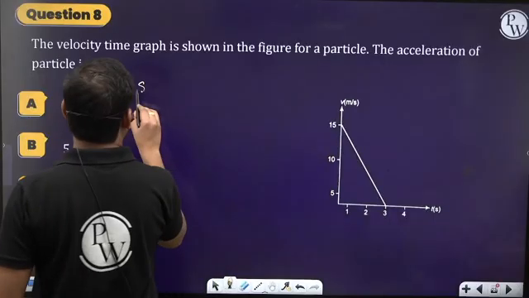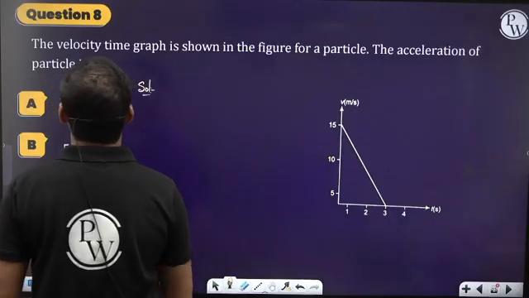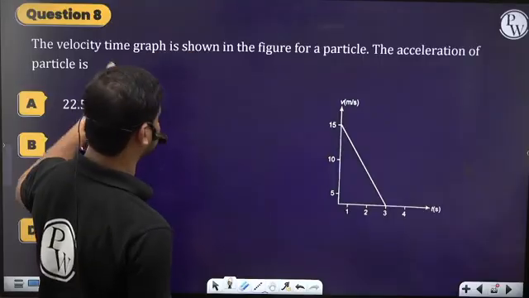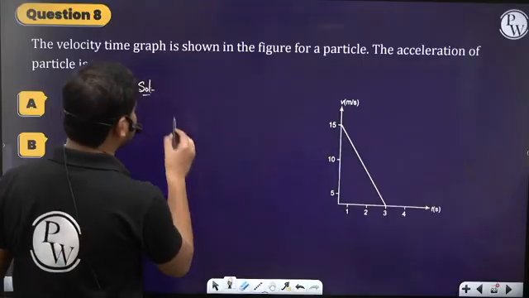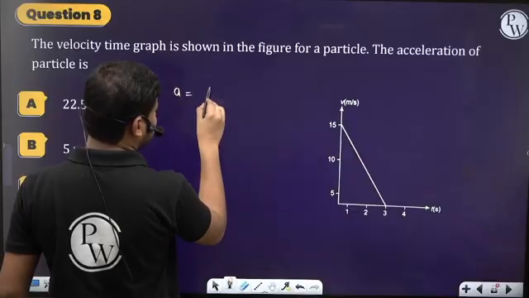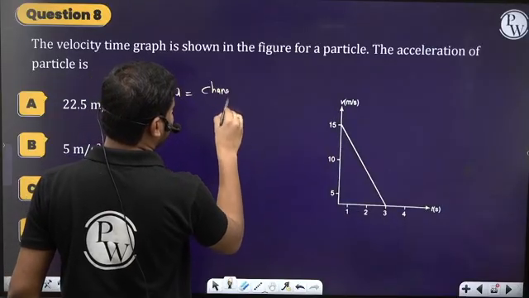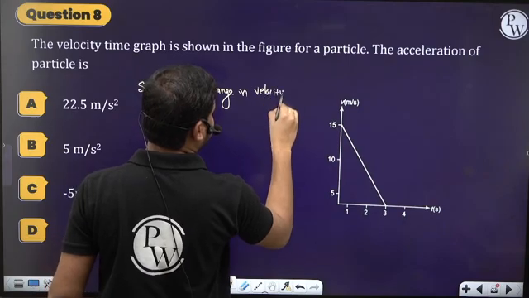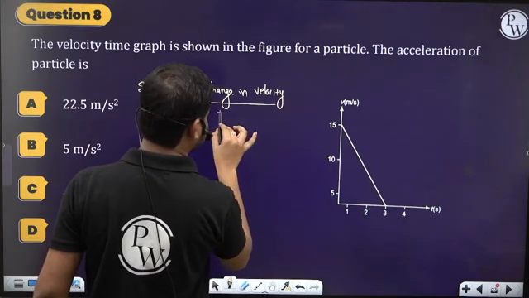The velocity-time graph is shown in the figure. The acceleration: the v-t graph is given. What is acceleration? Acceleration is equal to the change in velocity by change in time. Change in velocity by change in time.